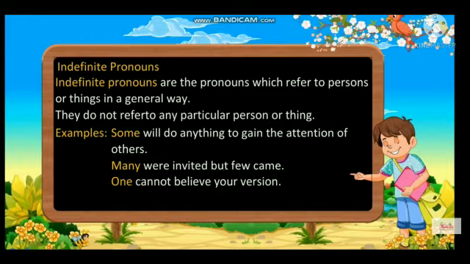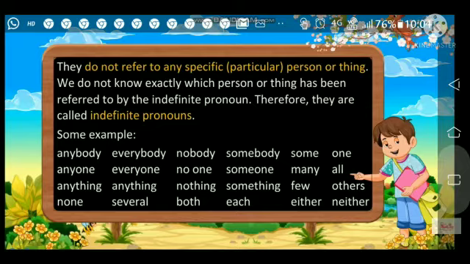Now see the examples. Here in the above sentences, the words some, many, one, all, other, none, anybody, somebody, everyday and everybody refer to persons or things in a general way. They do not refer to any specific, particular person or thing. We do not know exactly which person or thing has been referred to by the indefinite pronoun. See the examples: anybody, everybody, nobody, somebody, someone, anyone, everyone, etc.